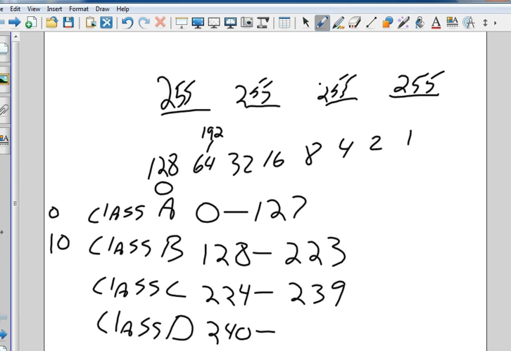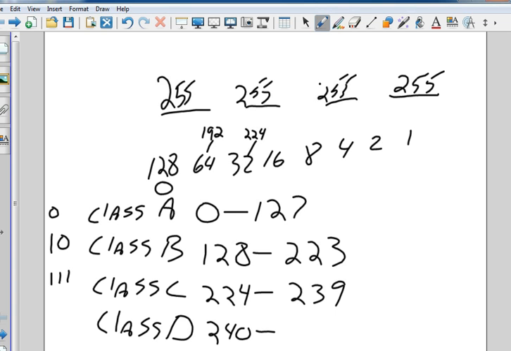Class C starts at 224, which happens to be... So is it safe to say that Class C is 111, anything? This is what we call bit patterns. Bit patterns are what people who write in binary can see in large groups of numbers.